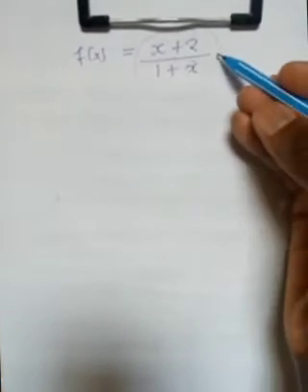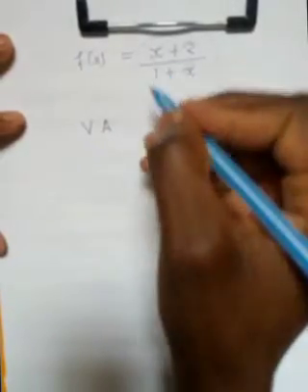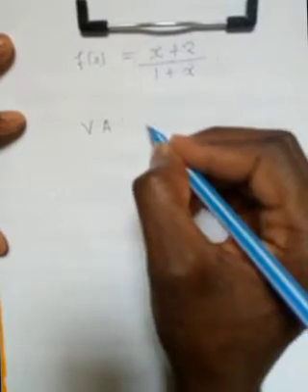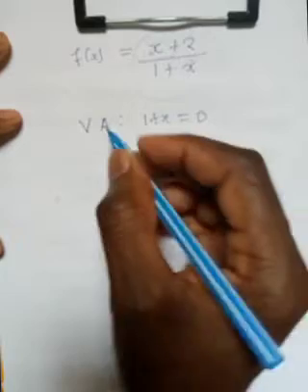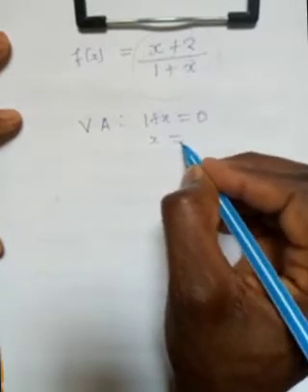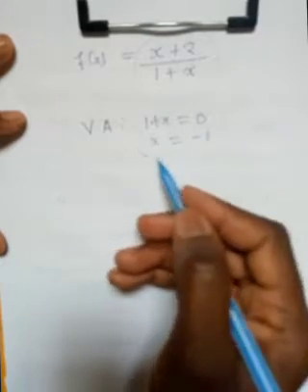So if you want to find the horizontal asymptote for this one, first of all, you need to know what we call the vertical asymptote. For the vertical asymptote, you say 1 plus x has to give us 0. And the vertical asymptote now is x equal to negative 1. You are done with this part.